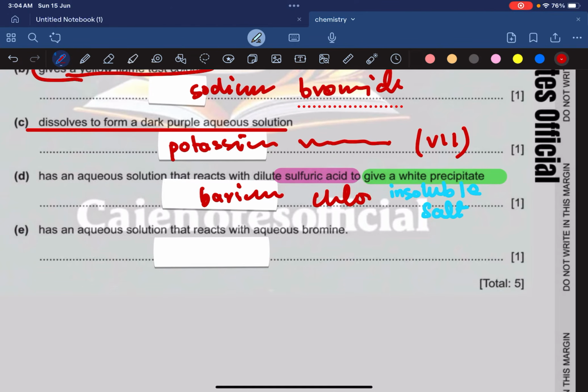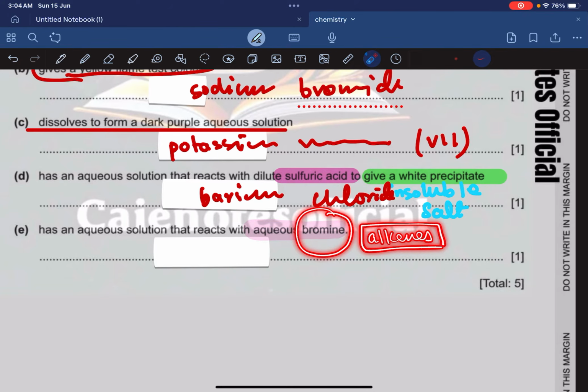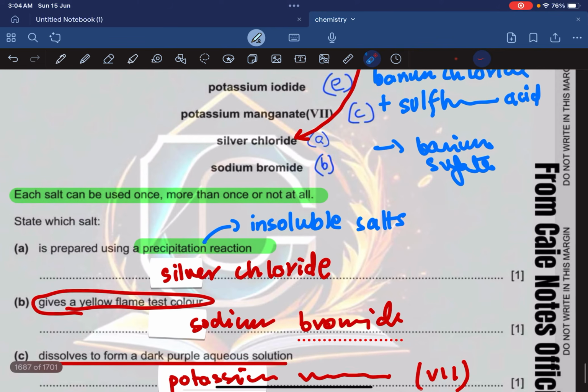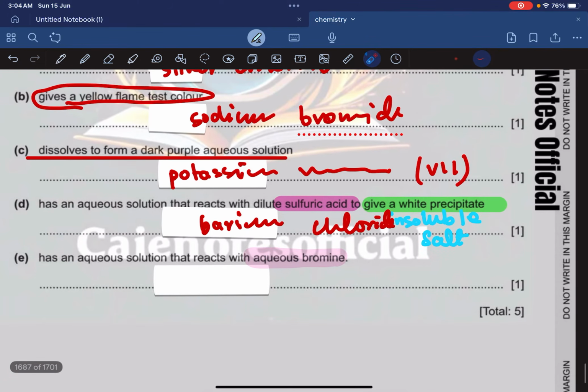Okay, moving on. Has an aqueous solution that reacts with aqueous bromine. What reacts with aqueous bromine? Can you guys remember anything from the syllabus? Okay, I know one thing for sure, that bromine is used to test for alkenes. That is the first thing I know. But over here I'm not dealing with alkenes. What I'm dealing with are salts. So I need a salt that can react with aqueous bromine.